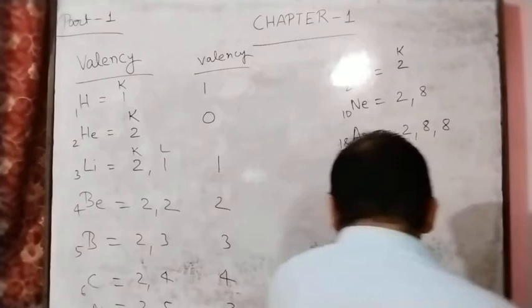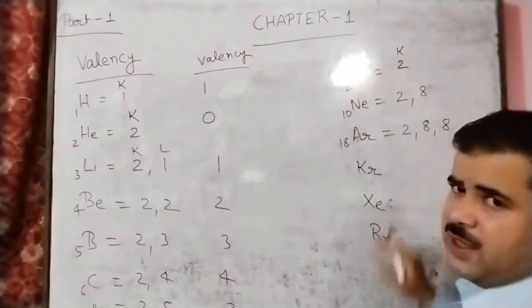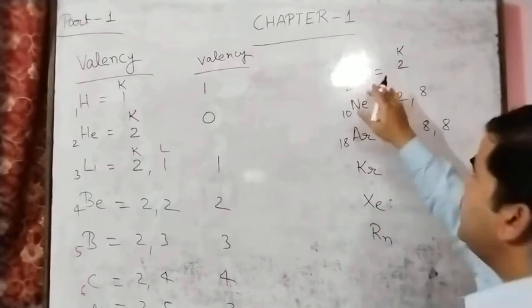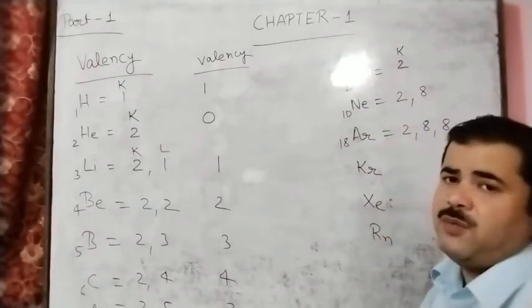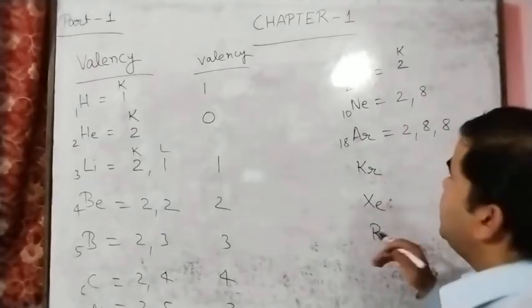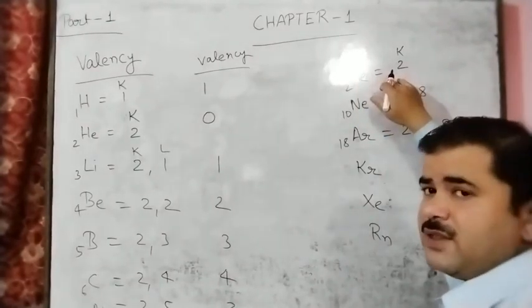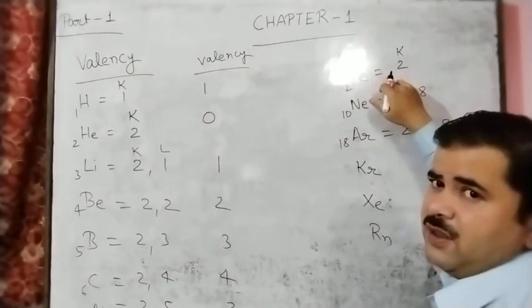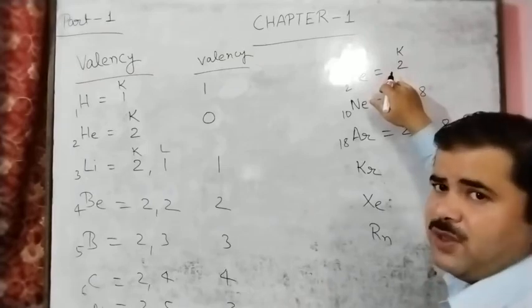And one more thing, here I am saying noble gas elements because these elements are found in the gaseous form in nature. This is the reason we are saying noble gas elements, and also we can say inert gas elements. Inert gas, noble gas, these are found in the gaseous form in nature.